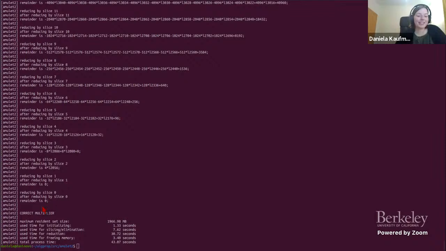Yeah, the slice 0, so the final remainder is 0, and indeed we get the message that the multiplier is correct. And so verifying this 512-bit multiplier only took us 43 seconds. So remember in the beginning I told you, with our initial approach, we could not even verify an 8-bit multiplier within 20 minutes. And now we can verify a 512-bit multiplier in 43 seconds. So that's pretty cool.